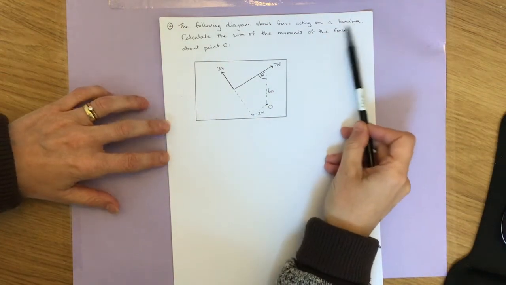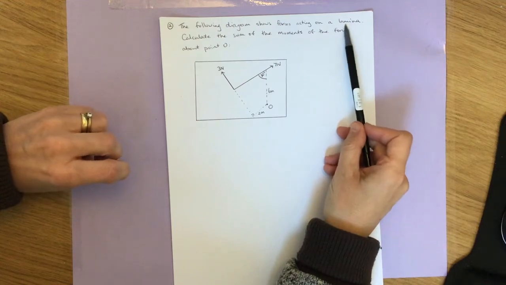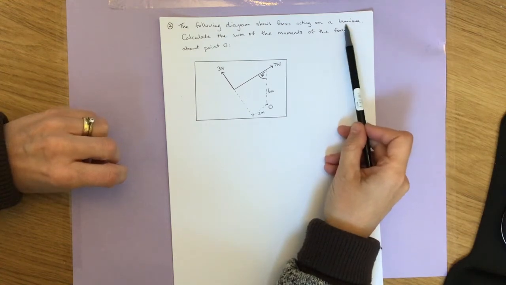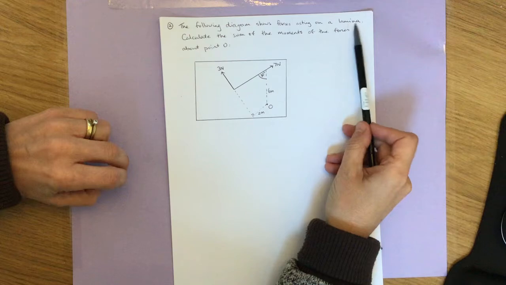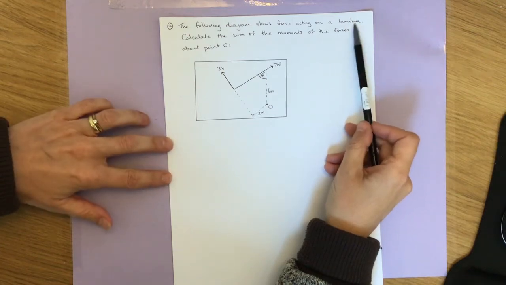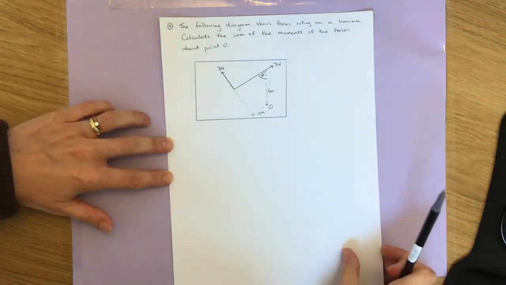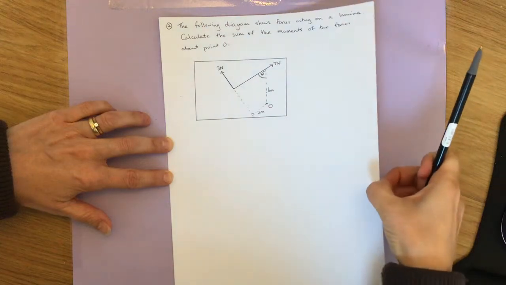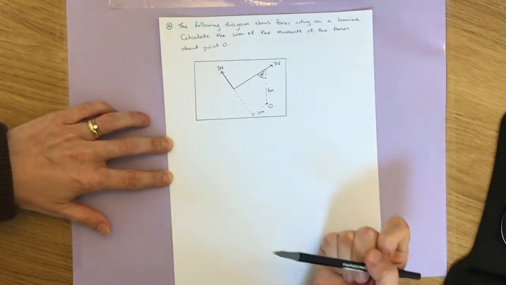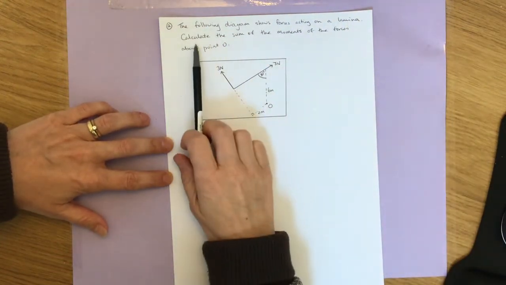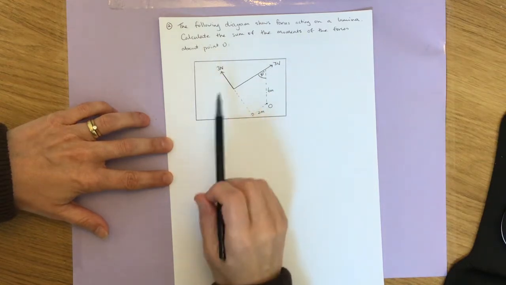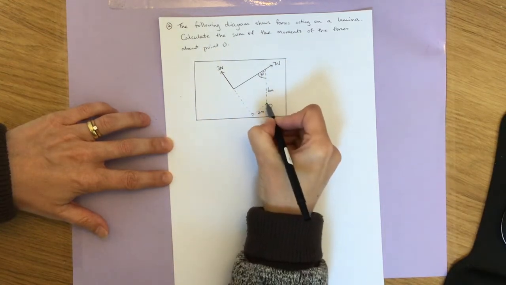Now a laminar, you might have seen this definition from the M1 book, the first mechanics book, but a laminar is just basically a surface that's got area but no thickness. So I suppose a bit like a sheet of paper, but it's infinitely thin, and we don't need to worry about the weight of a laminar either. Okay, so calculate the sum of the moments of these forces about point O, and here's our point O down here.